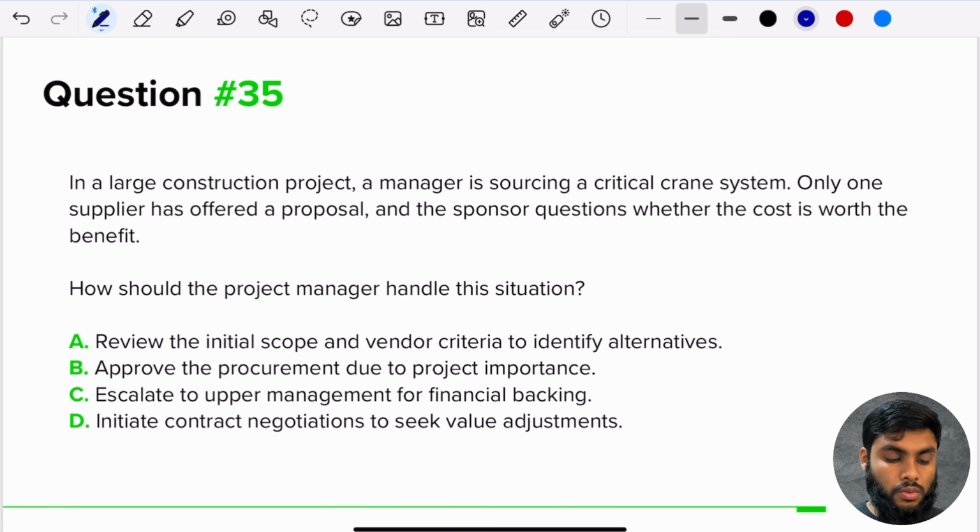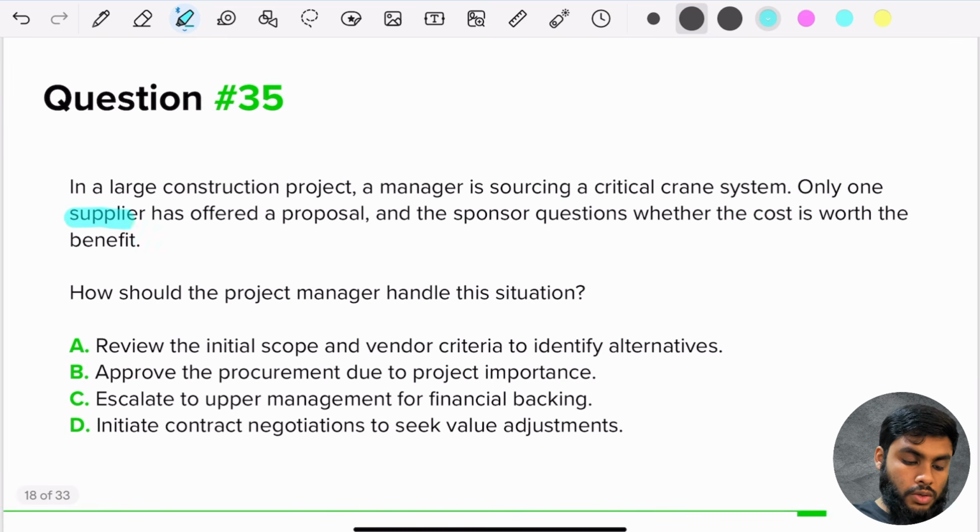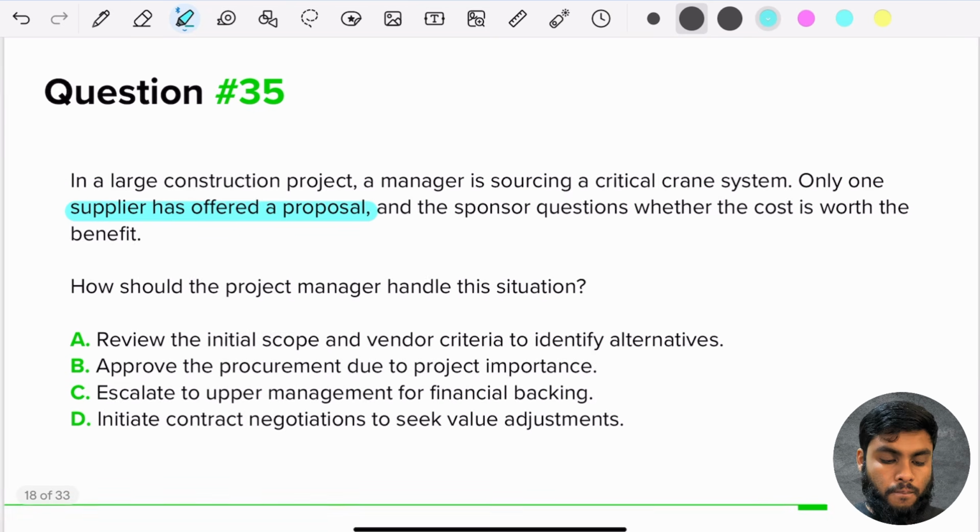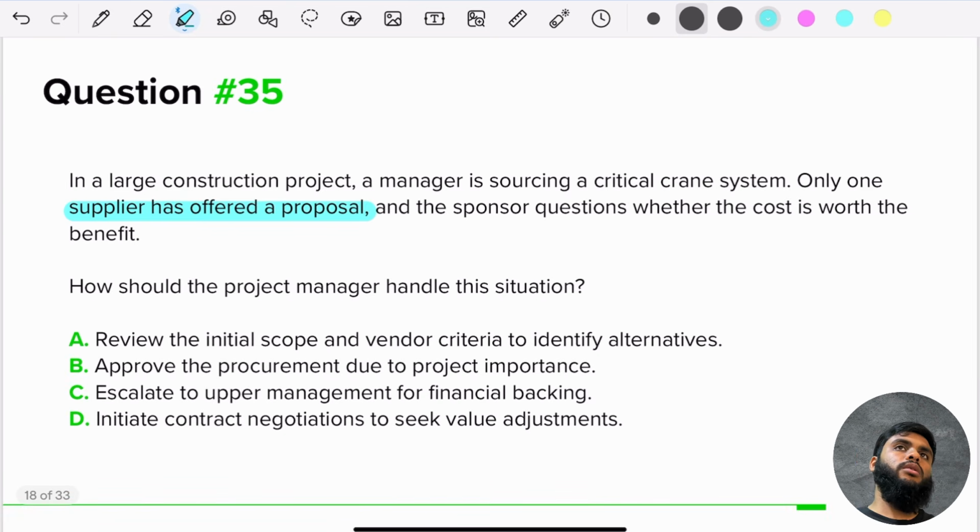In a large construction company, a project manager is sourcing a critical crane system. Only one supplier has offered a proposal, and the sponsor questions whether the cost is worth the benefit. So one supplier has bid. You have vendors, they want to bid for a contract, only one supplier has bid. And now the sponsor is saying, you know what? Is the cost really worth it?